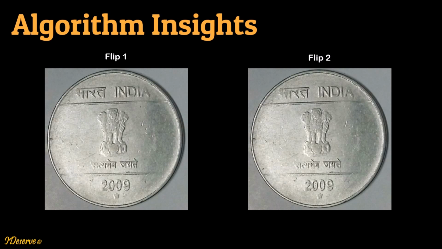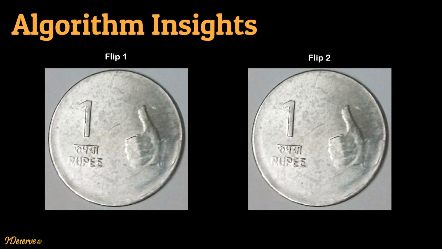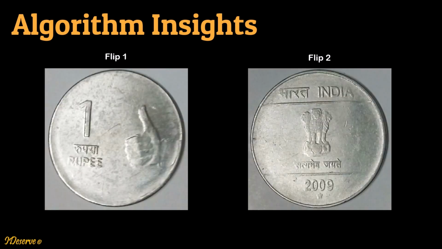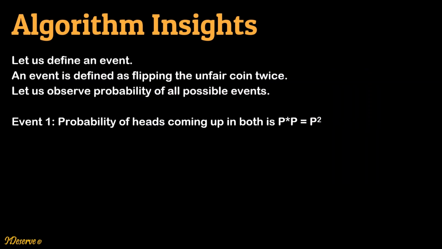First is when we get heads in both the flips. Second is when we get tails in both the flips. Third is when we get heads in the first flip and tails in the second. And fourth is when we get tails in the first flip and heads in the second. So event 1 is getting heads in both flips.